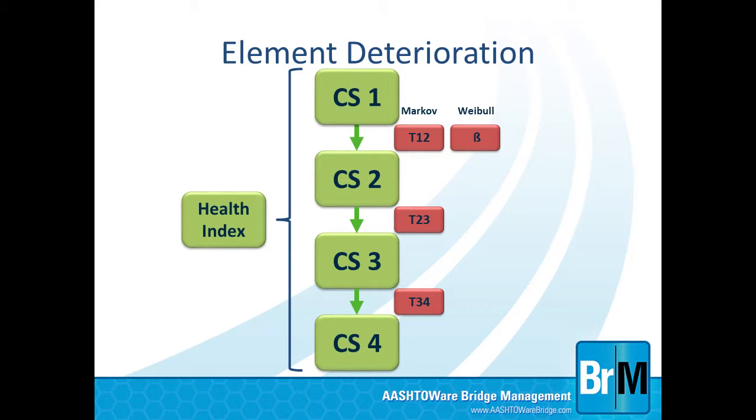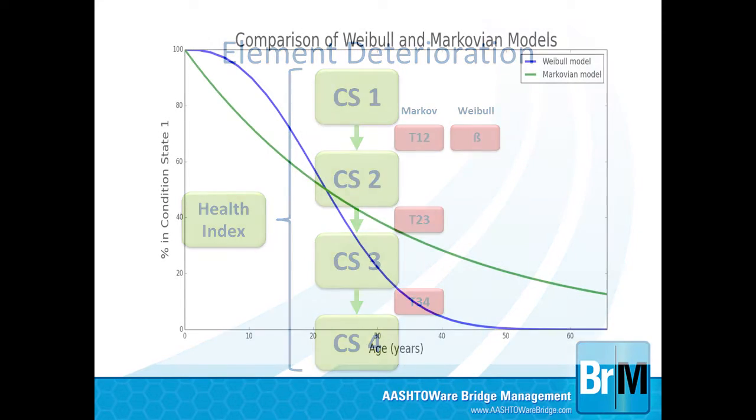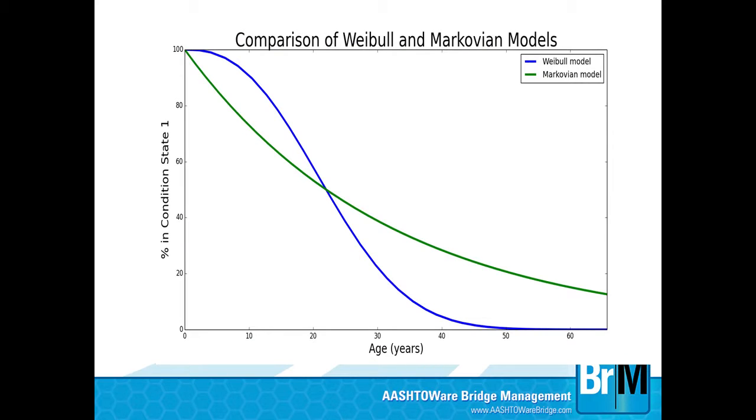And then with the BRM 5.2.2 product, we introduced the Weibull for that transition from 1 to 2. If you're a state that really likes Markov, you can always set your shaping factor such that you get the Markovian deterioration. This graph shows the difference between the Markovian model and the Weibull model, just for the transition from condition state 1 to condition state 2. As you can see, you have a slower deterioration at the beginning than you do with the Markov model. And so hopefully that'll help the states with their forecasting have a little better model.